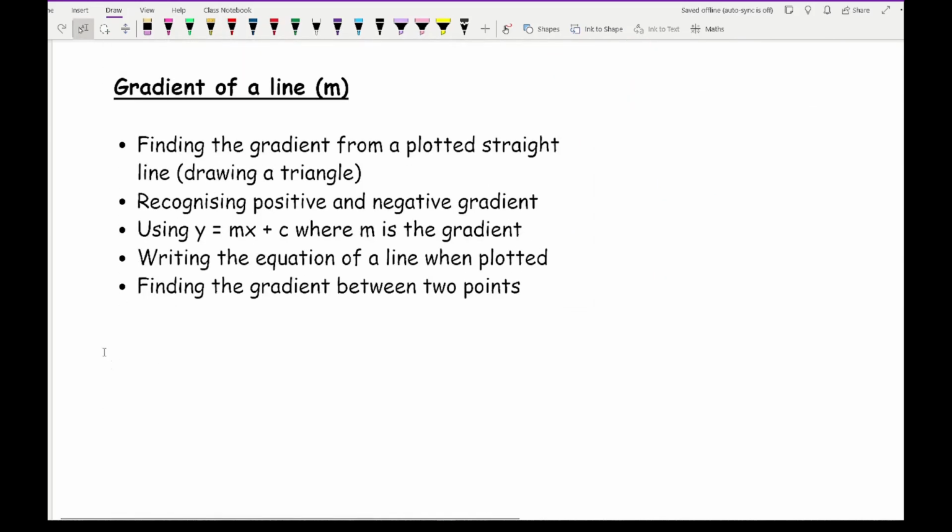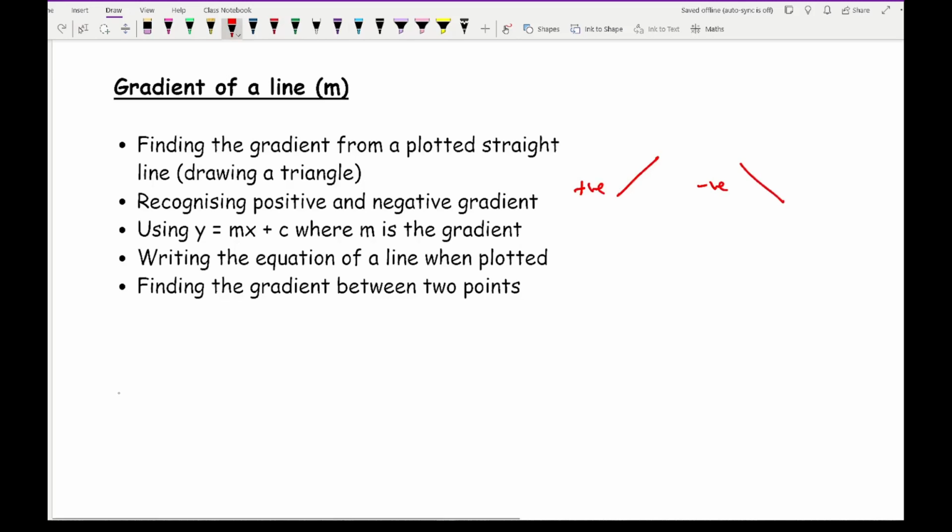We then move on to the gradient of a line. So you need to make sure you know how to find the gradient from a plotted straight line by drawing a triangle. Now it's really important you do draw that triangle and do not rub it out, because that'll be worth a mark in itself. You also need to be able to recognize when you've got positive and negative gradients. So if you've got a positive gradient, then that's where your line is going up. A negative gradient means the line is going down.